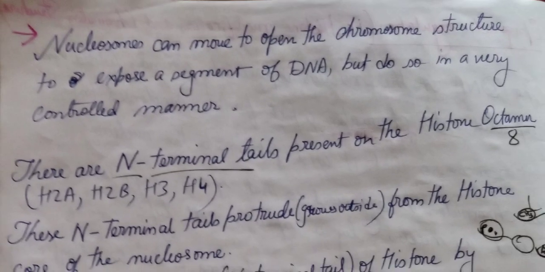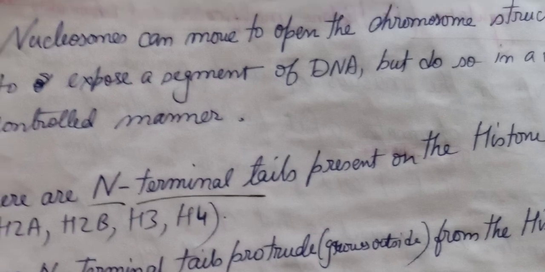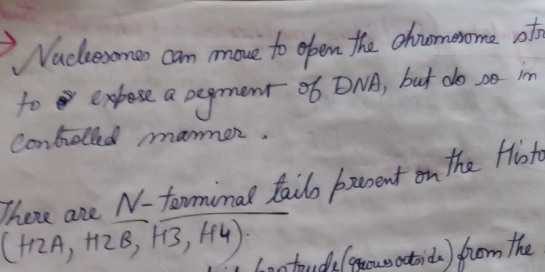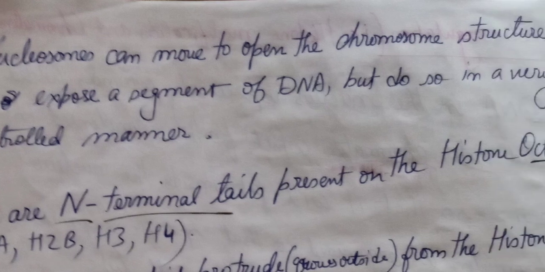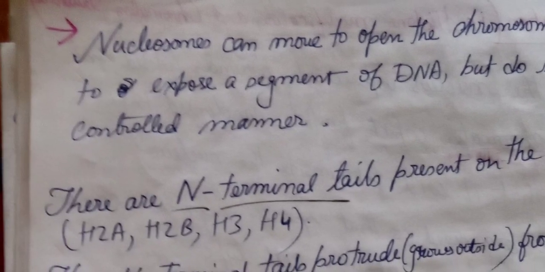Nucleosomes can move to open the chromosome structure and to expose a segment of DNA, but they do so in a very controlled manner. It is not like the nucleosome opens automatically. Okay, it has to be modified. So this nucleosome can move to open the chromosome structure or to expose a segment of DNA, but they do so in a very controlled manner. How they control this, let us see.